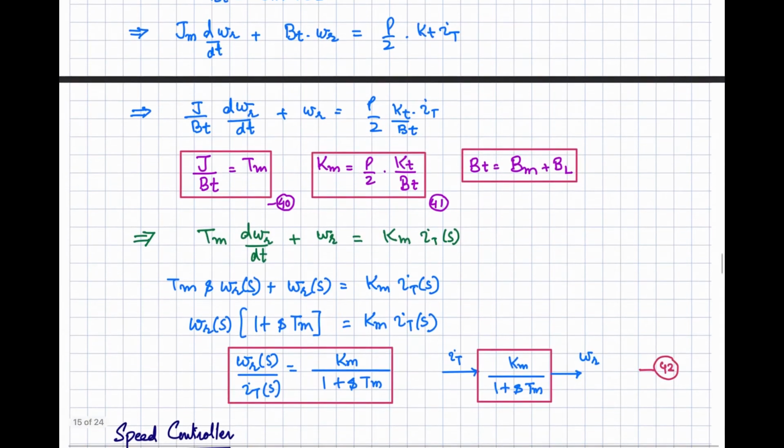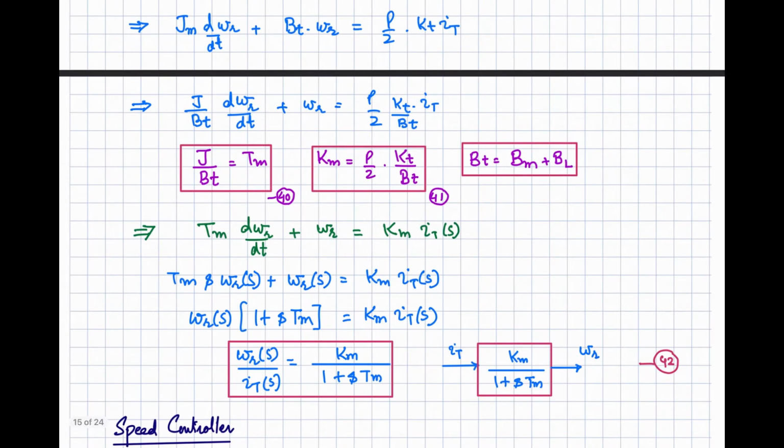Now using this equation in these terms, we are going to replace this with Tm, and represent this part with the Km over here. So we have this equation, and now if you take the Laplace transformation of this one, you are going to get this equation, and rearranging and writing in terms of the transfer function of the speed with respect to the torque component of the current, that is this one.